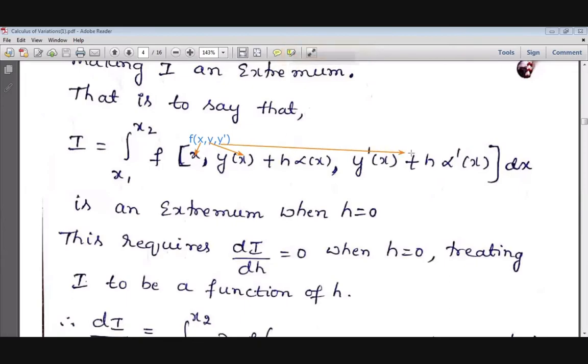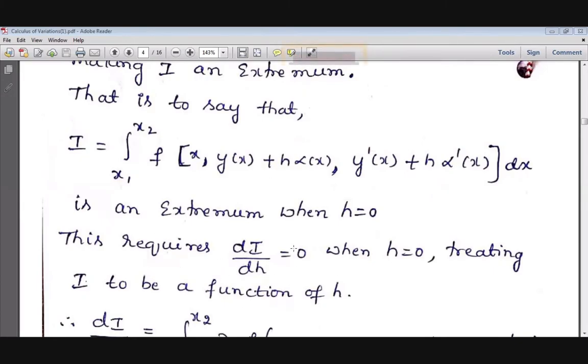How? Differentiate this with respect to x. Differentiation of y is y dash. h as it is. Differentiation of alpha is alpha dash of x. Okay, how does this come from equation 1? Equation 1. Understood?